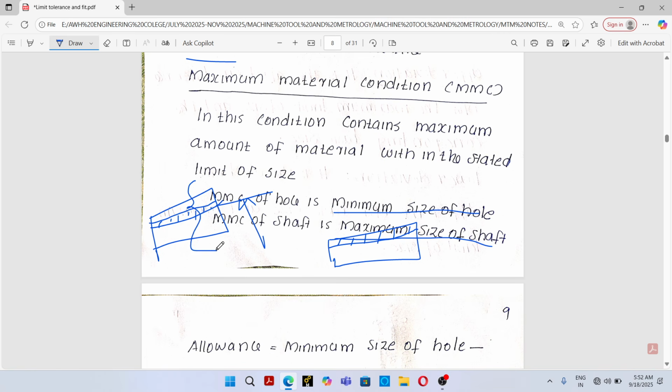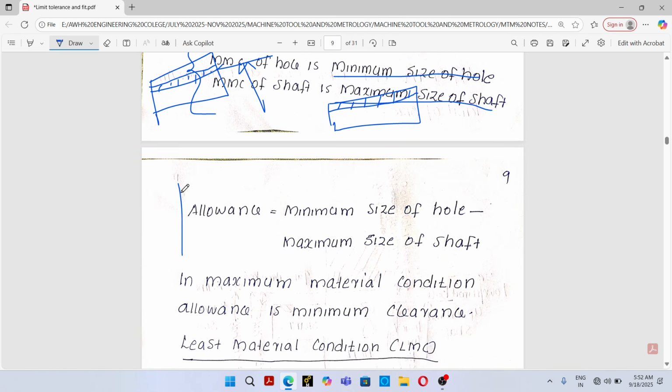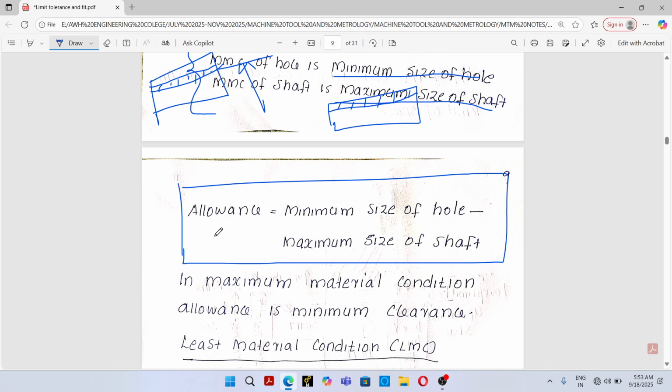So you have to remember this. Maximum material condition of hole is minimum size of hole. Maximum material condition of shaft is maximum size of shaft. Okay. Then allowance. Allowance is equal to minimum limit of hole minus maximum size of shaft. So allowance define ചെയ്യുന്നത്, അതായത് maximum material condition allowance define ചെയ്യുന്നത്, that is the difference between minimum size of hole and maximum size of shaft.